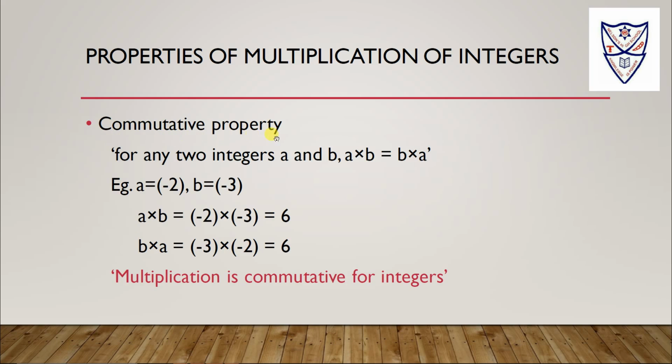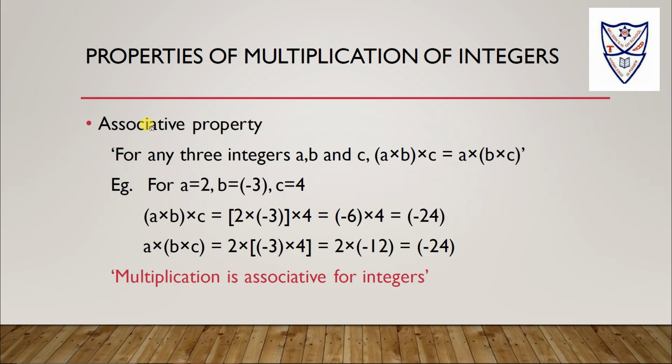Next property, commutative property. For any two integers a and b, a multiplied by b is equal to b multiplied by a. For example, if we take a is equal to minus 2 and b is equal to minus 3, a multiplied by b is equal to, put the values of a and b, minus 2 multiplied by minus 3, we will get 6, and b multiplied by a is equal to minus 3 multiplied by minus 2, that is minus minus plus, 3 2s are 6. So here we are getting same values, and therefore a multiplied by b is equal to b multiplied by a, and therefore we can say that multiplication is commutative for integers.